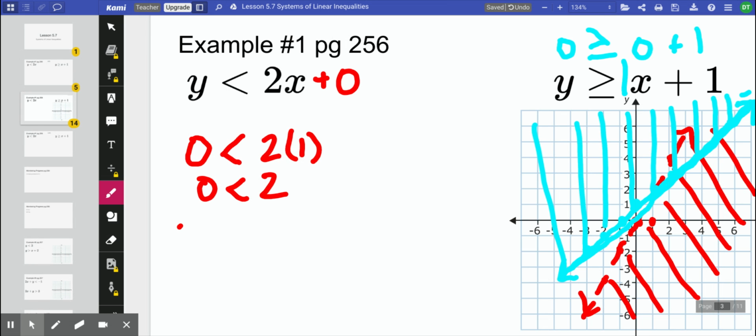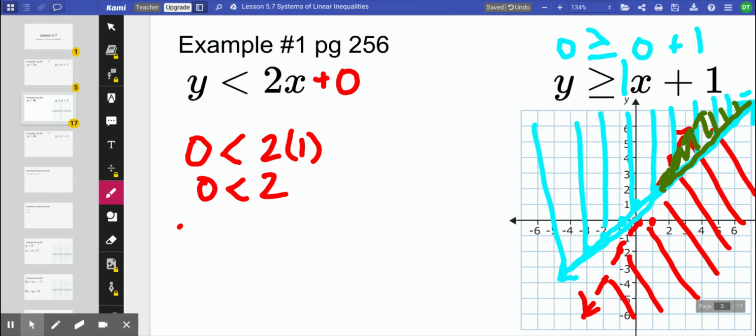So what actually becomes our solution? I'm going to pick another color. It's going to be this ugly green because it's right there. Our solution is where these two shaded areas overlap. So I've got a dashed line on that side. I've got a solid line on this side. And then I have everything that's in between there.